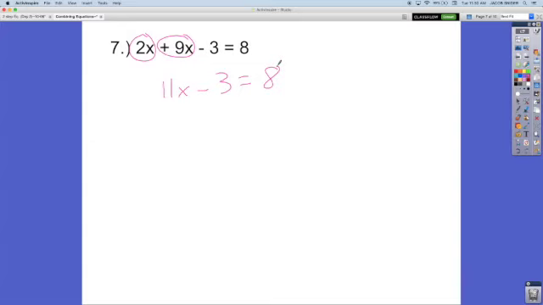Okay, now this isn't anything weird here. This is just normal equations now, after I did that combining like terms. So from there, if you knew how to do yesterday, this ought to be pretty easy. Get rid of the 3 first. So it's minus 3. We're going to add 3 to both sides.